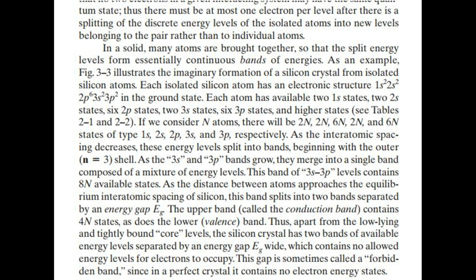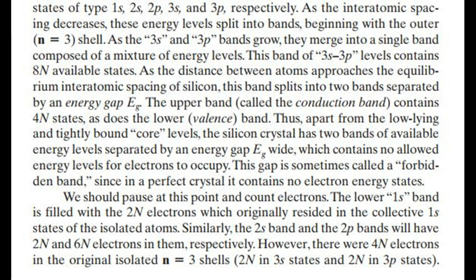If we consider n atoms, there will be 2n, 2n, 6n, 2n, and 6n states of type 1s, 2s, 2p, 3s, and 3p, respectively. As the interatomic spacing decreases, these energy levels split into bands, beginning with the outer, n equal 3, shell. As the 3s and 3p bands grow, they merge into a single band composed of a mixture of energy levels. This band of 3s 3p levels contains 8n available states.